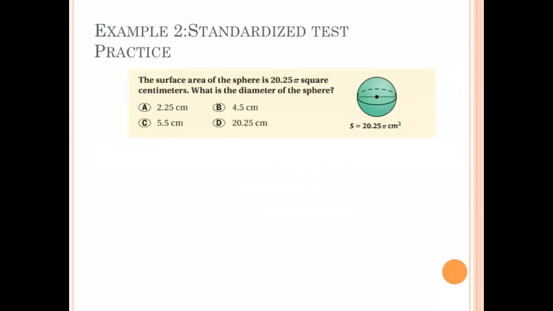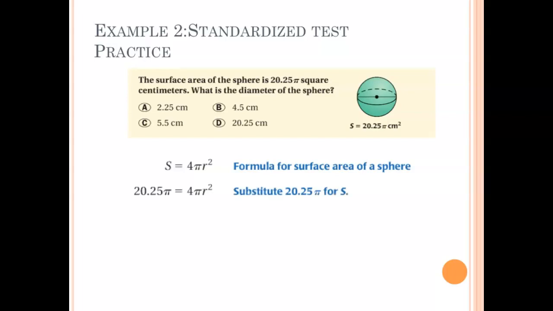Okay, example 2. The surface area of the sphere is 20.25 pi square centimeters. What is the diameter of the sphere? For this problem, we're going to need to work backwards. So let's start with the formula for the surface area of the sphere. We're told that the surface area is 20.25 pi, and now we can try to solve for r.